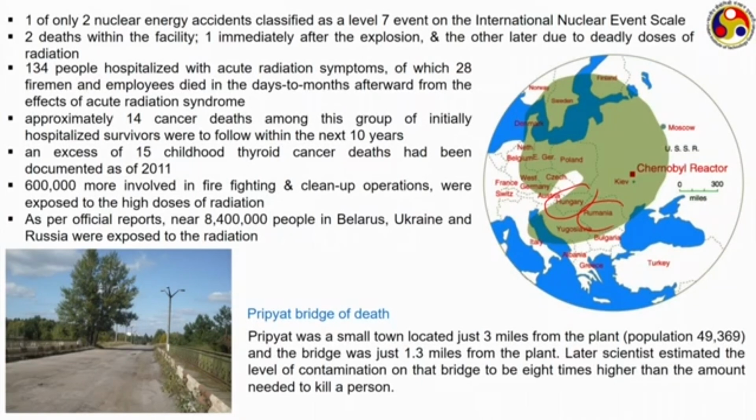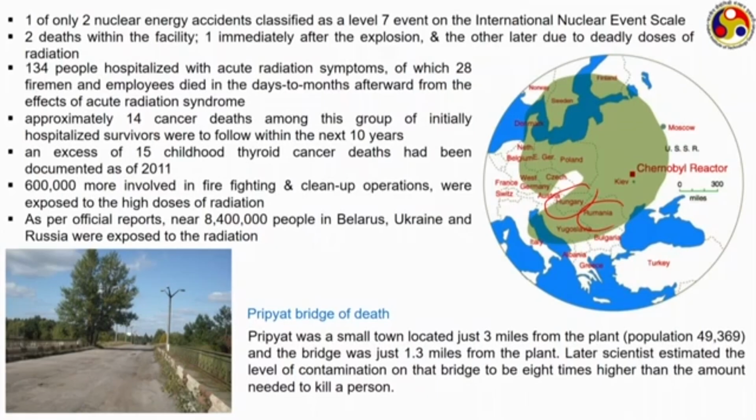They waited on the bridge and saw the entire incident, but they did not have any knowledge that they were getting directly exposed to very high doses of radiation. Later on, a medical investigation estimated that the contamination level on that bridge was 8 times higher than what is required to kill a human being. No study was done later on to understand how many persons from this town died as a result of this incident, but this bridge has been named the Pripyat bridge of death.